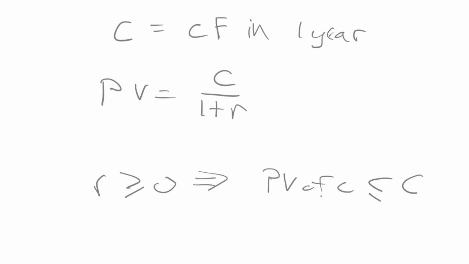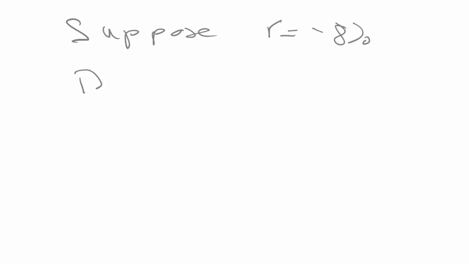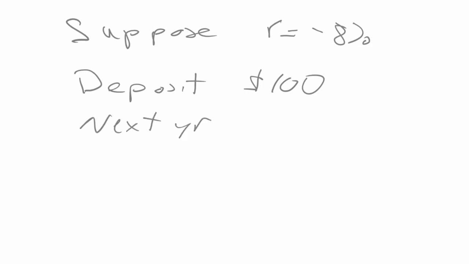So, just as an aside, why do we think that R should be greater than or equal to 0? So suppose the bank offers R of minus 8%. So let's say if we deposit $100, next year we'd get $92. I think most of us, most of the time, would say, no thanks, we'll just keep the money in the cookie jar.